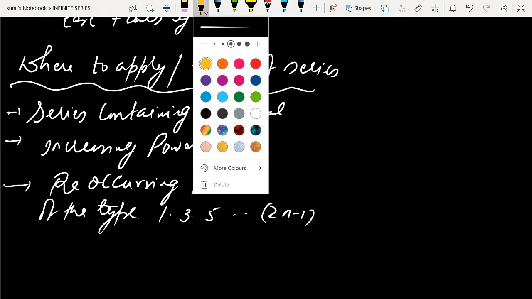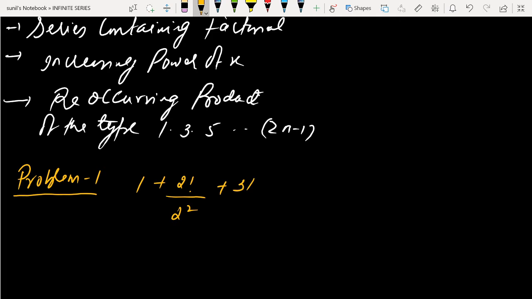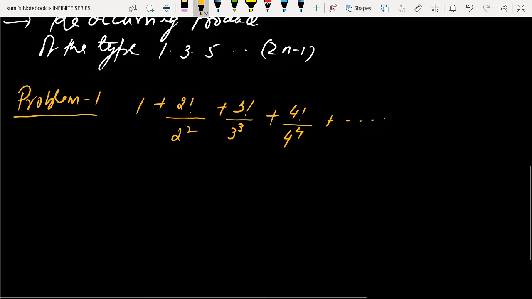So the problems are something like that. The first problem: test for the convergence of the series 1 plus 2 factorial by 2 square plus 3 factorial by 3 cube, sorry, it is 3 cube rather than square, plus 4 factorial by 4 to power 4, and so on. We have to test whether the series is convergent or divergent. So the first step is to write its nth term. You will see that the nth term is n factorial by n raised to power n.